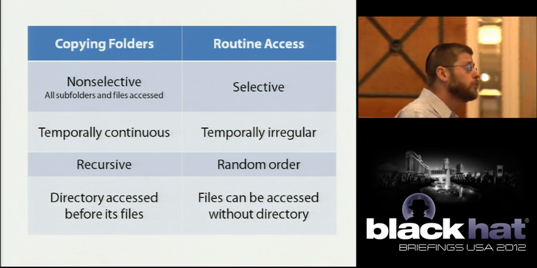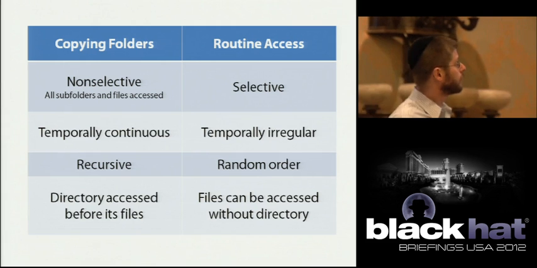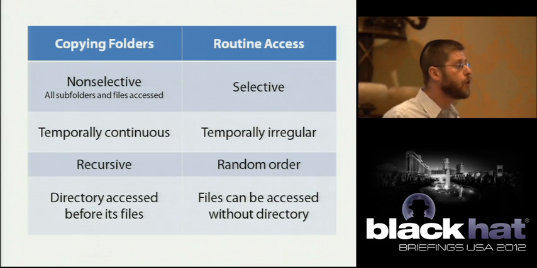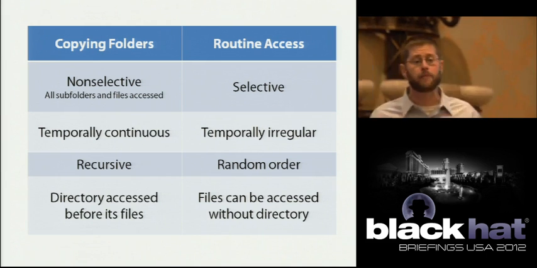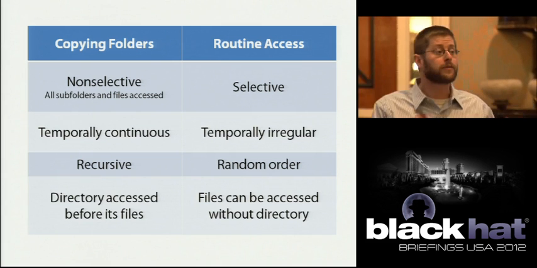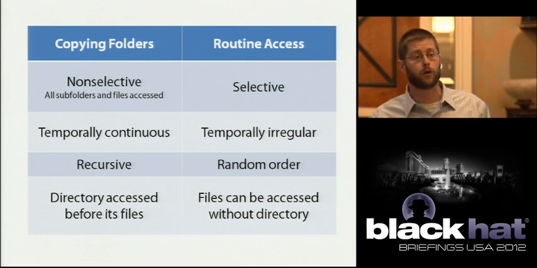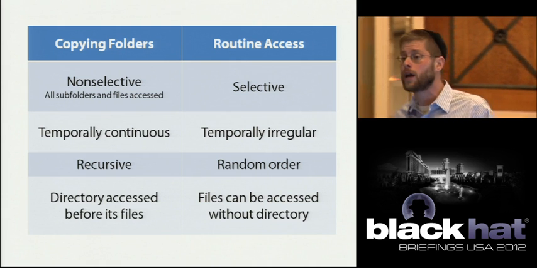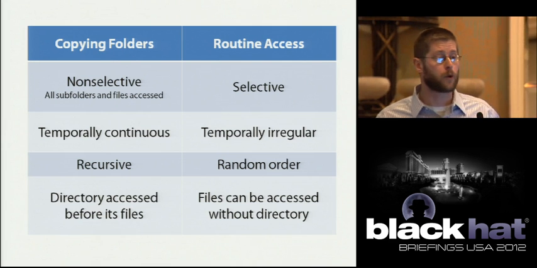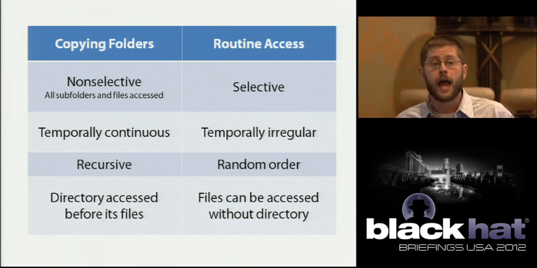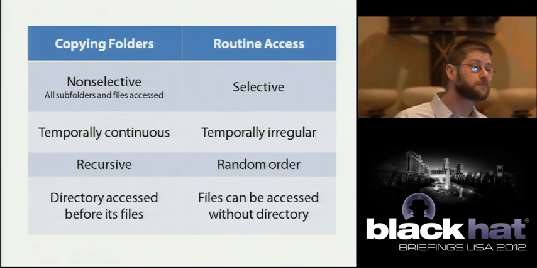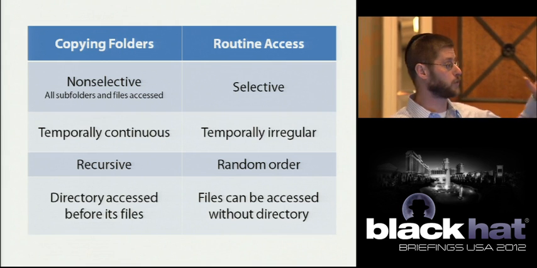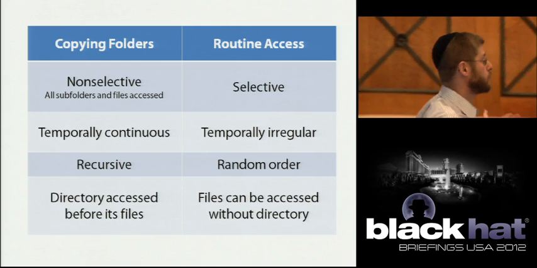Number 2, routine access is temporally irregular. I might open up one, open up another, take a break, get a coffee, come back. There's no continuous usage of time, whereas copying is continuous in time. The OS copies one folder, the next folder, going through without taking a break. And number 3, routine usage is randomly ordered. I open up one file, jump around, open up another one. There's no way to look at the file system and predict what I'm going to open and what I'm not going to open. Whereas copying is recursively ordered. It's a very clear, well-defined order, which is the same every time you copy.